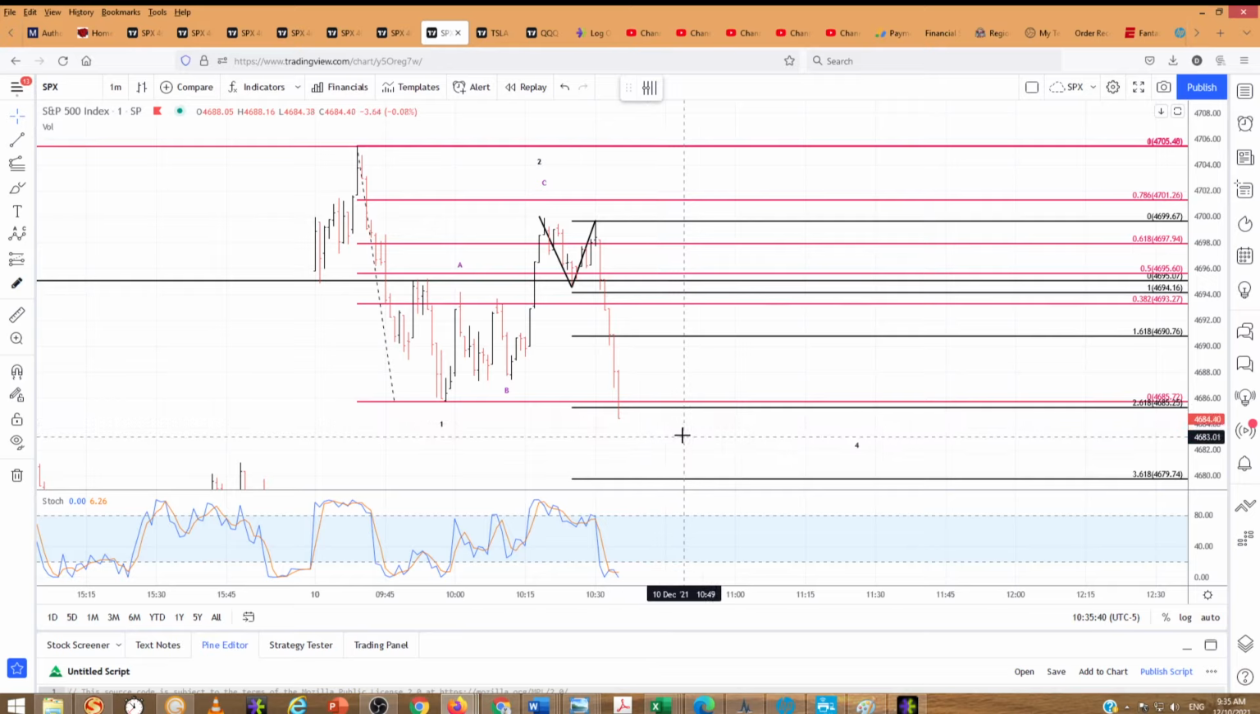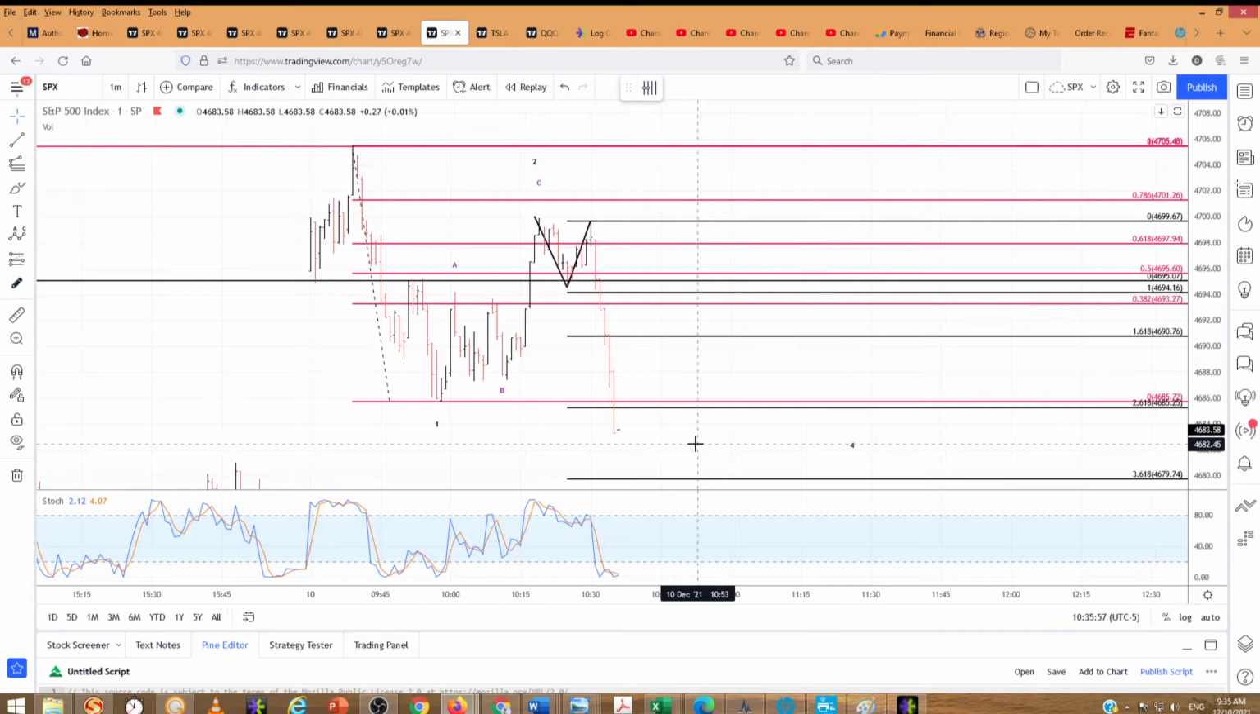Okay. Now we're going to see if it hits the 3.618. Third waves are strong and powerful, can take on any Fibonacci multiple that they desire. Looks like this one wants to go to the 3.618. I'm probably in profit now, but I got that on a different screen.